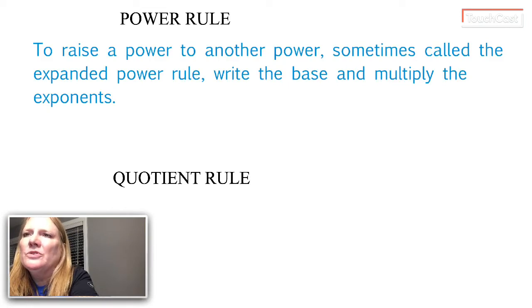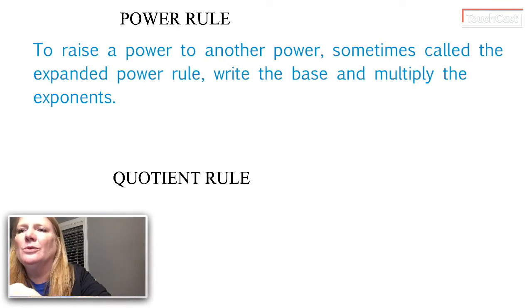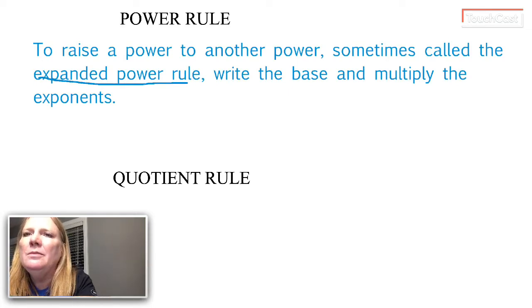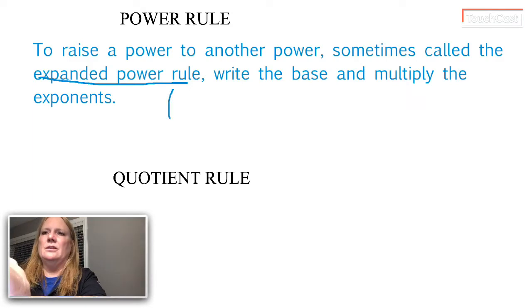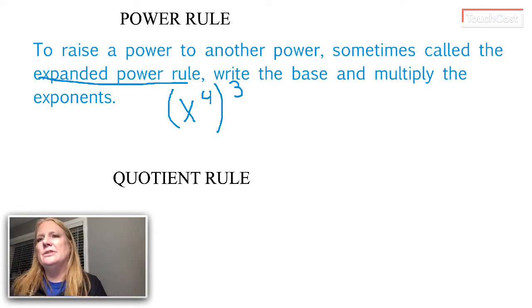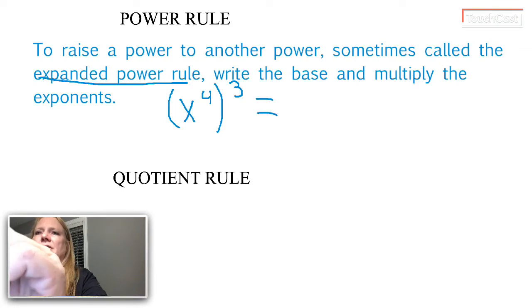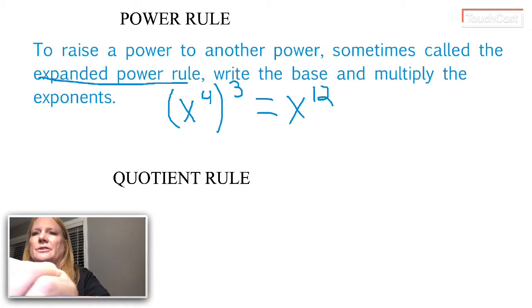Okay, the power rule says to raise a power to another power, it's sometimes called the expanded power rule. Okay, expanded power rule, write the base and multiply the exponents. So that would be something like x to the power of 4 raised to the power of 3. And so at this, we would multiply the 4 times the 3, and it would be x to the power of 12.